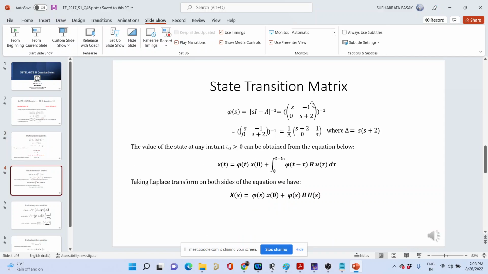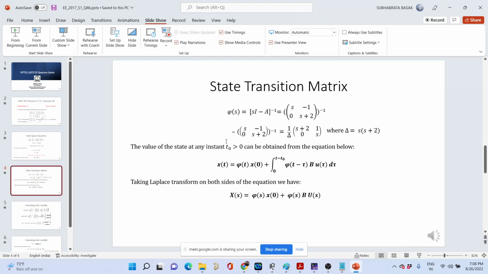Having said that, let us see how to do it. First let us find the state transition matrix. How to find the state transition matrix has already been told to you in the previous class. That is (sI minus A) whole inverse. If I do this operation, the Laplace transform of the state transition matrix is this one.